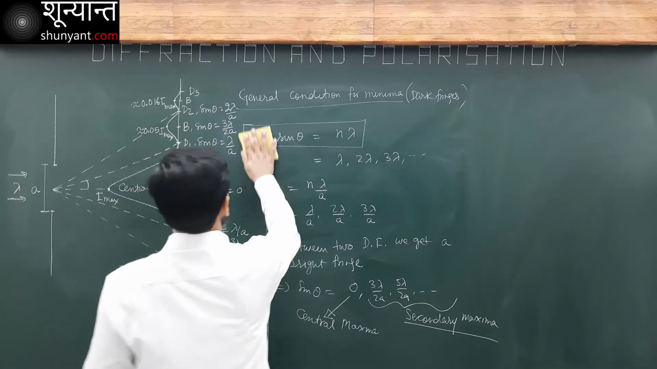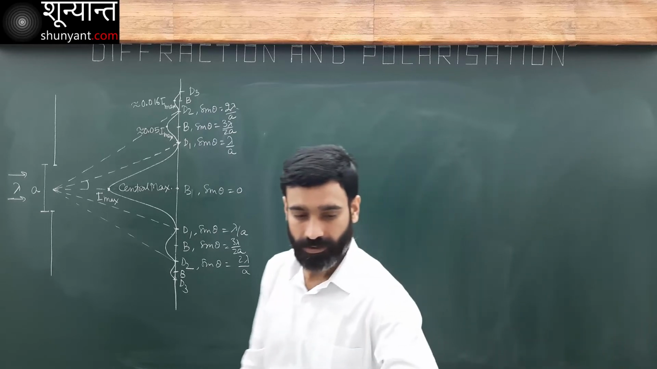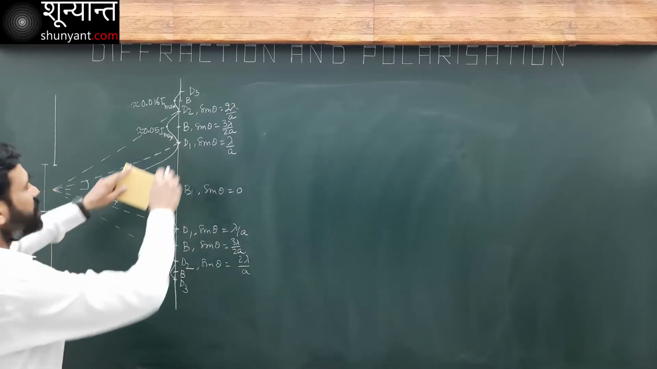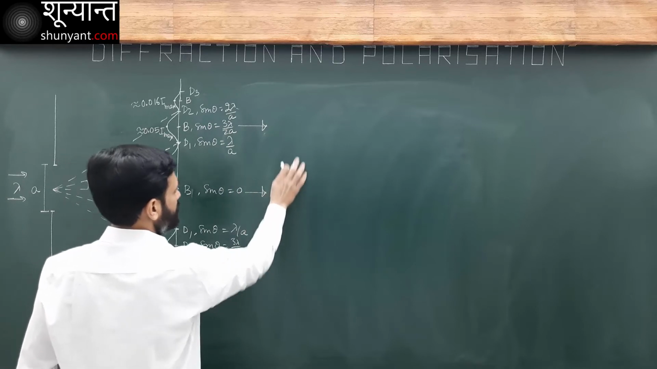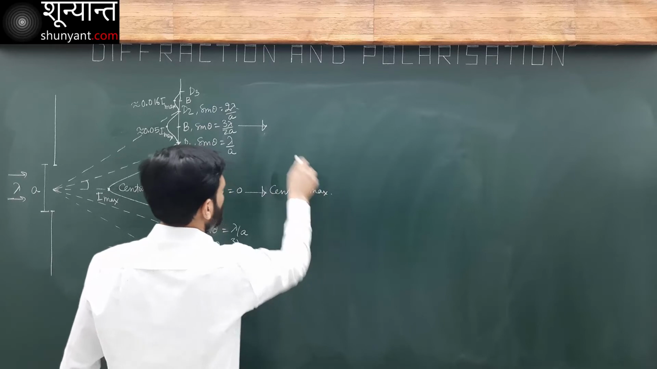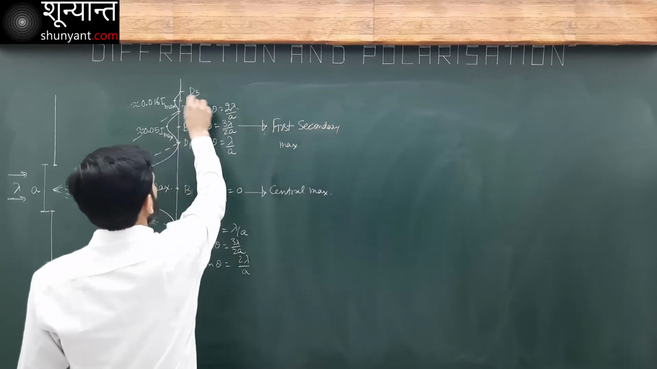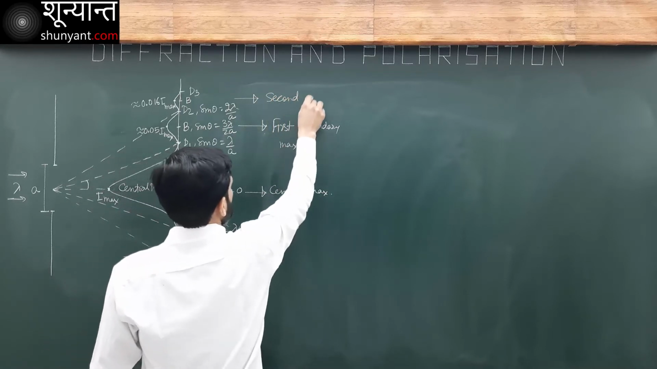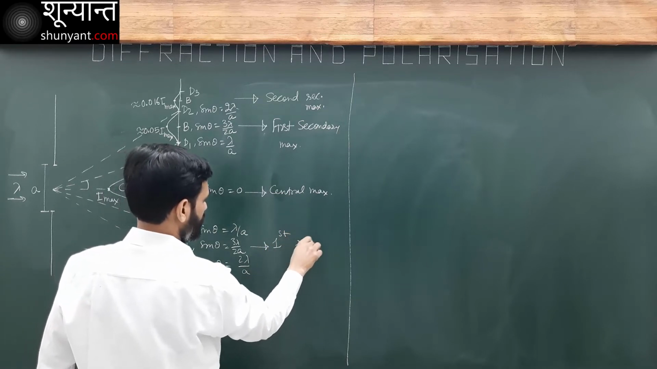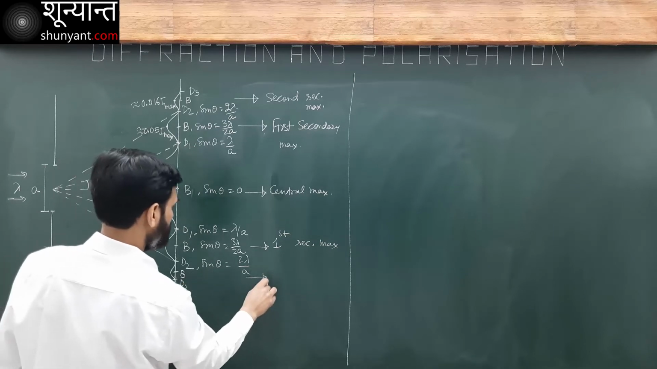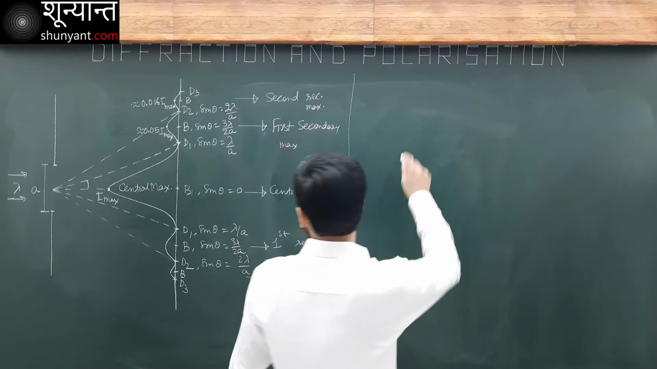Remember this. I'm going to clean all this so that it does not look crowded, and I hope that you are able to see it. All the others are secondary maxima. This point here is the first secondary maxima, and here this will be the second secondary maxima. Similarly, on the other side, this becomes the first secondary maxima, and this becomes the second secondary maxima.